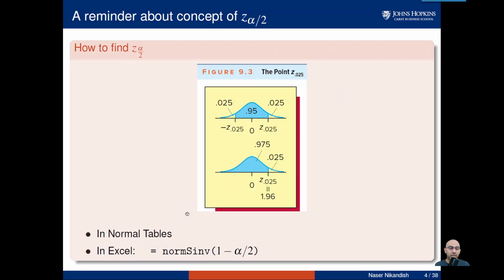Here is how we can find z of alpha over 2. Moving forward, it is going to be equal to norm.s.inv of 1 minus alpha over 2. Why did I use 1 minus alpha over 2? Because norm.s.inv accepts the area up to that point, all right? The area up to that point is 1 minus alpha over 2 because the area after that point is alpha over 2.